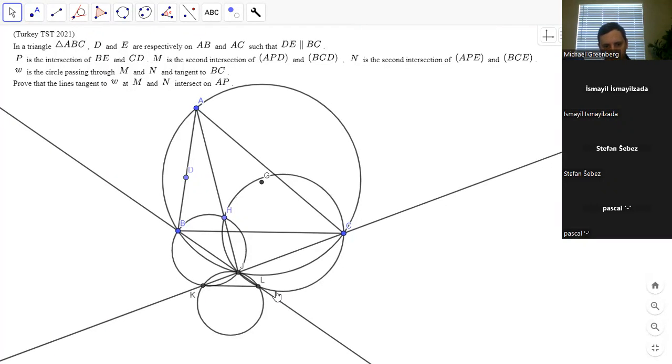Yeah, maybe that is the easiest way. Because we want to show that KL is parallel to BC. It's the same as saying that if you start with an arbitrary parallel line and draw the two circles, they intersect on the symmedian chord.